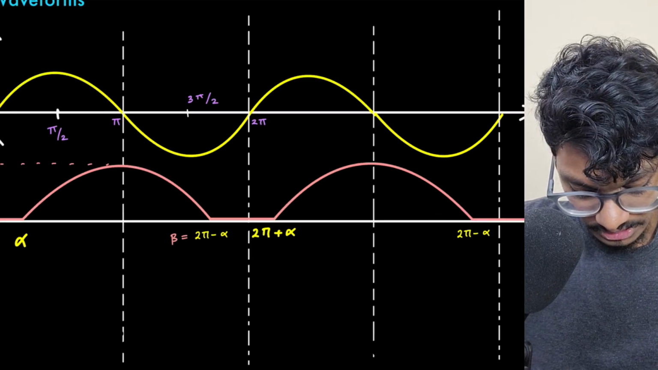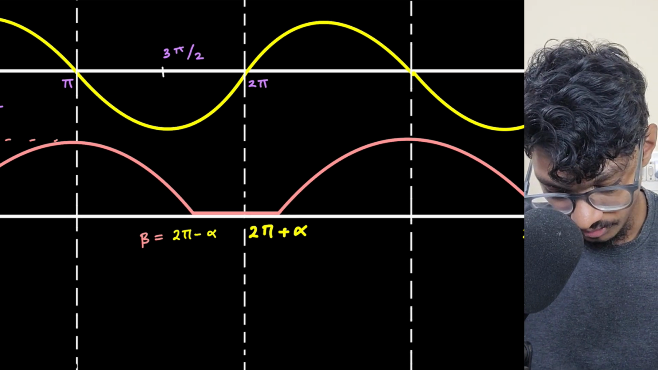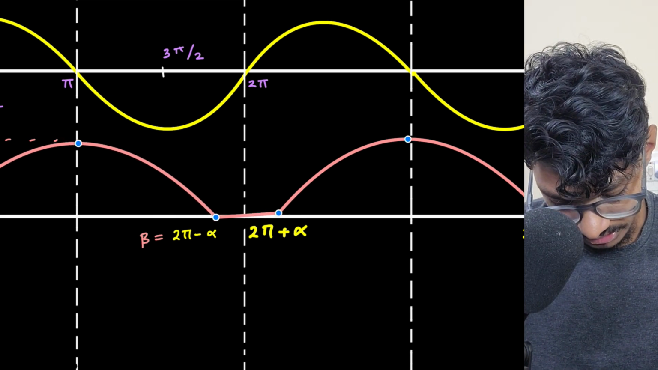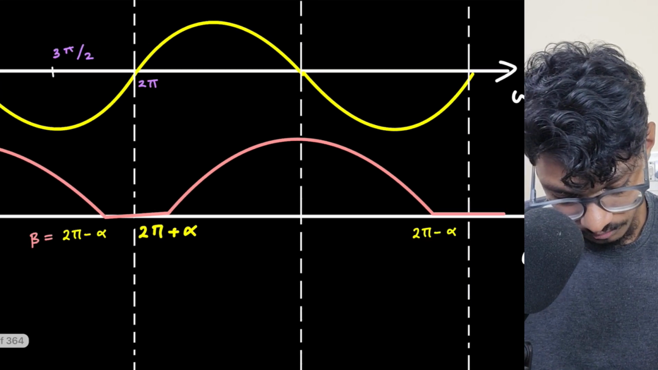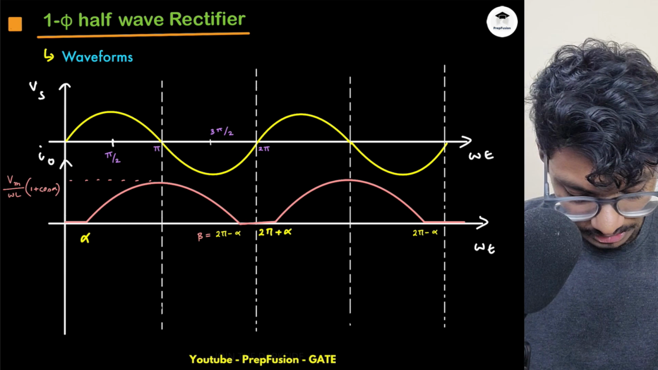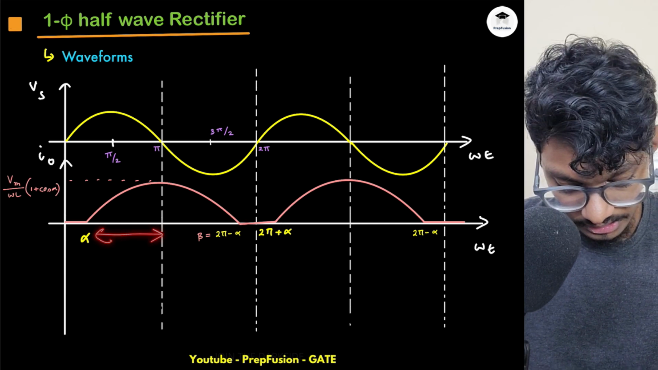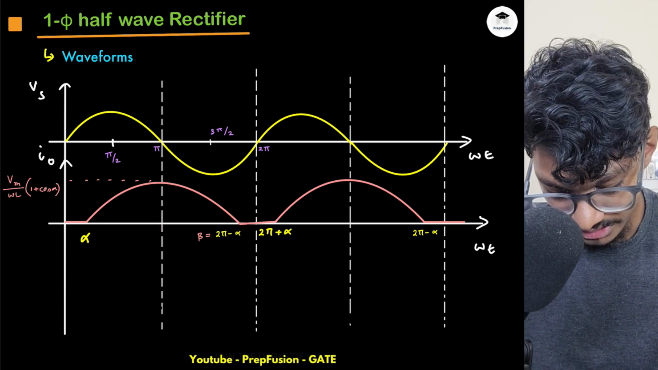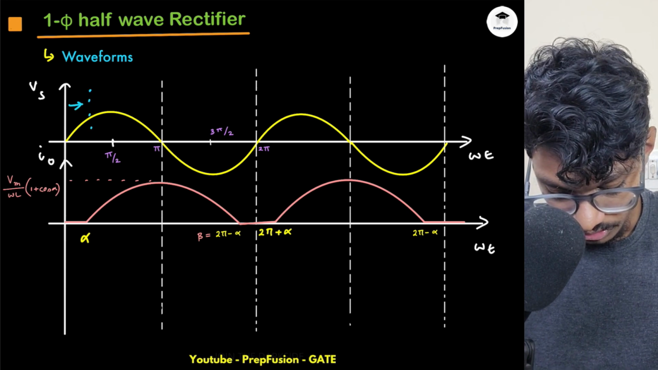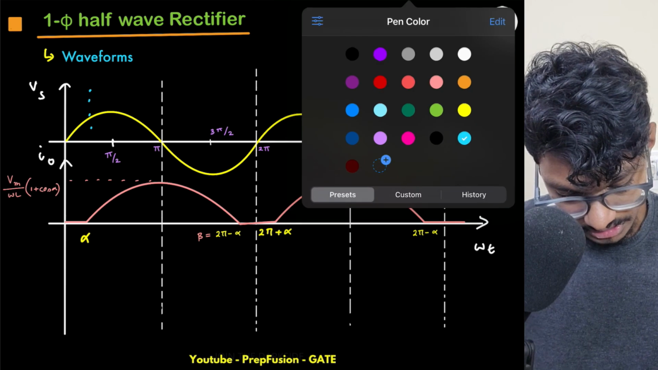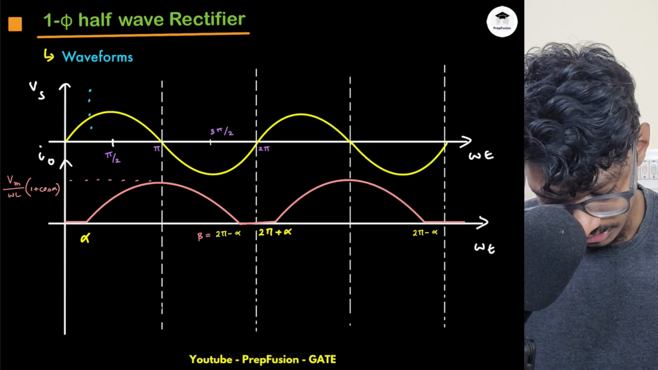Current will be something like this, and this time will be the same, it will take the same time, from 2 pi minus alpha to pi minus alpha. This will be symmetric because it is conducting in this region. So in this particular region where the current is 0, the instantaneous power is 0.